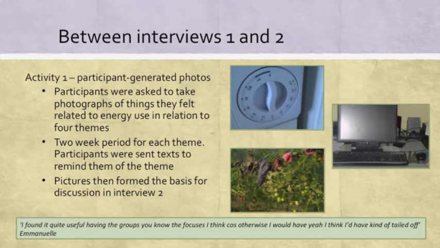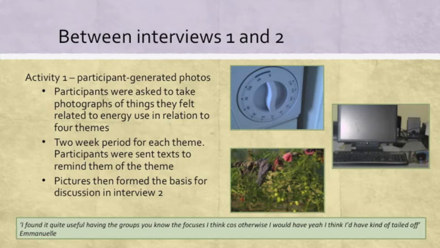But what we wanted to do at this stage was ask participants to take a picture of things that they felt related to energy use. And we gave them 4 main themes to do this because it was over a period of several months. By giving them different themes, things like travel, around the home, we thought that would act as a prompt about the activity, as a reminder, and give them something of a refresher, given it was over that period.